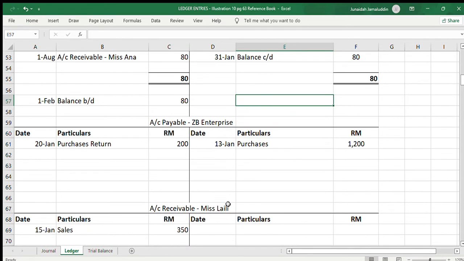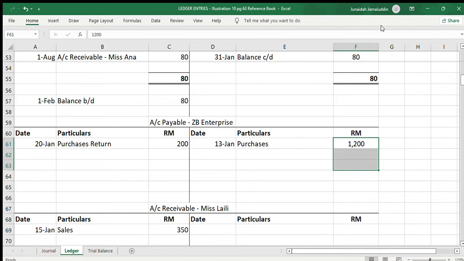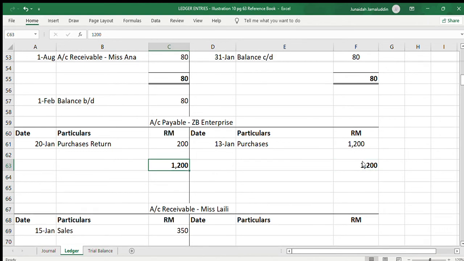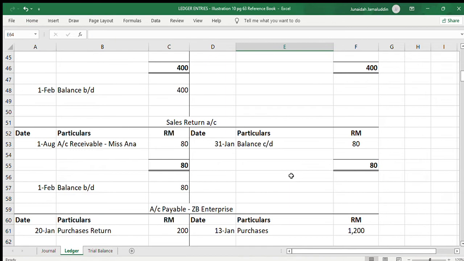Now we go to account payable ZB Enterprise. Okay, ZB Enterprise kita tengok amount yang lebih banyak adalah di sebelah kredit. So amount yang lebih banyak ni kita akan letak dia ke dalam balancing box lah. So kita just totalkan dia. Jumlah dia jadi 1,200. Okay. So amount ni kita akan letak di sebelah debit juga, sebab dia amount yang lebih banyak. So kita buat balancing box kat sini.